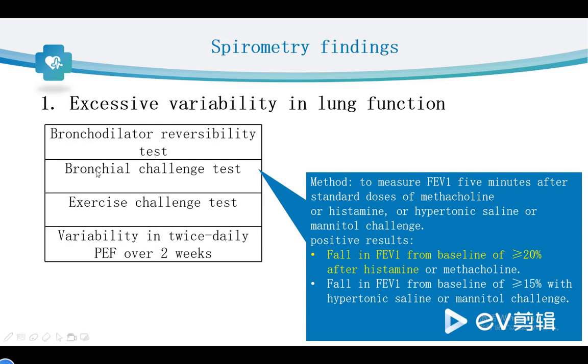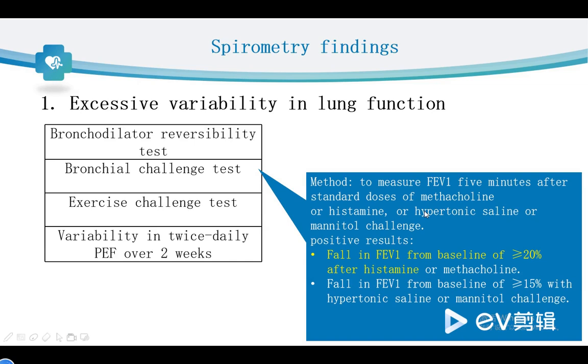The second one is the bronchial challenge test. Firstly, we also need to measure the baseline of the FEV1 before using any types of the drugs. And next, we ask the patient to inhale some stimulant drugs such as histamine and so on. And 5 minutes later, we need to measure the FEV1 again to analyze the differences between these two examinations.